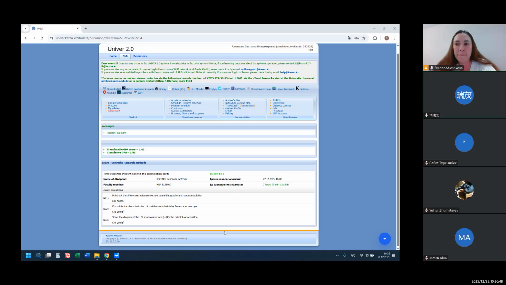Okay. So in fact, there are three questions, but for question one, I don't think it's easy for you to understand the difference between electron beam lithography and nanomanipulation. For question three, you have to show the diagram of the UV spectrometer. Also, I don't think it's easy for you to answer, but I think your answers are very good.